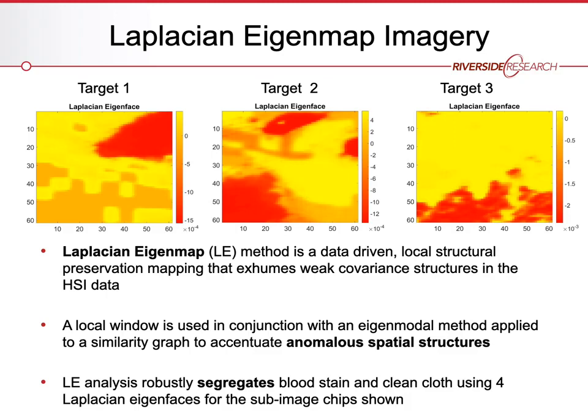Laplacian eigenmaps can robustly segregate blood stains and clean cloth using four Laplacian eigenfaces for the sub-images that were taken. So for this analysis, we can see that the blood stains are shown in red for each of the three targets, whereas the camouflage cloth is shown in yellow. And using Laplacian eigenfaces or eigenvectors, which come out of the algorithm, you can robustly differentiate between the blood-stained cloth and the camouflage cloth, especially in target 1 and target 2, and even in target 3.